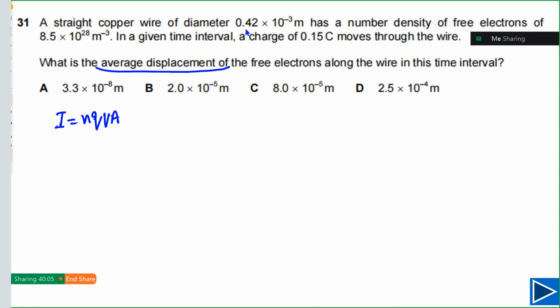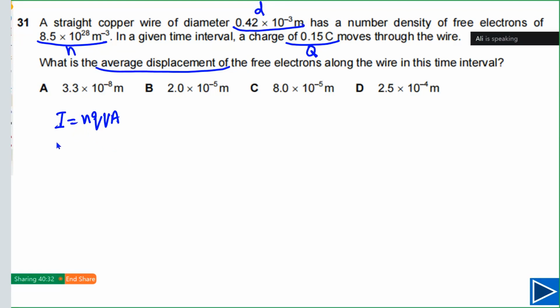First of all, let me highlight what is given to you. Diameter is given, so we can say D is given to us, and number density is given. This Q is given. This is not small q. This is the total charge passing through a point, in a given time interval. This is the amount of charge that moves through the wire. Total charge is given. We need to calculate average displacement.